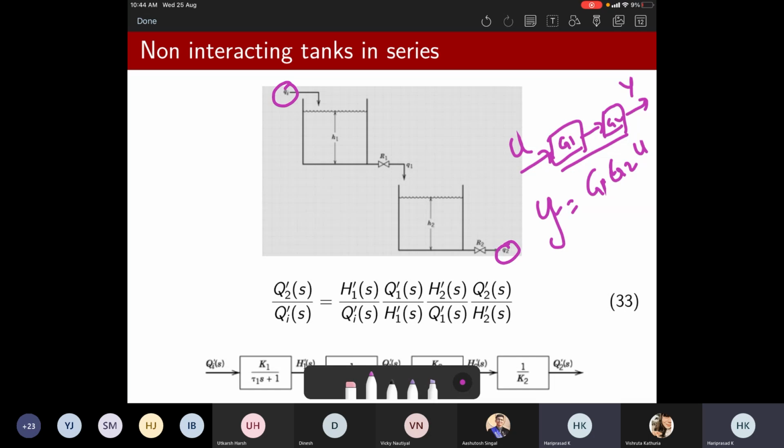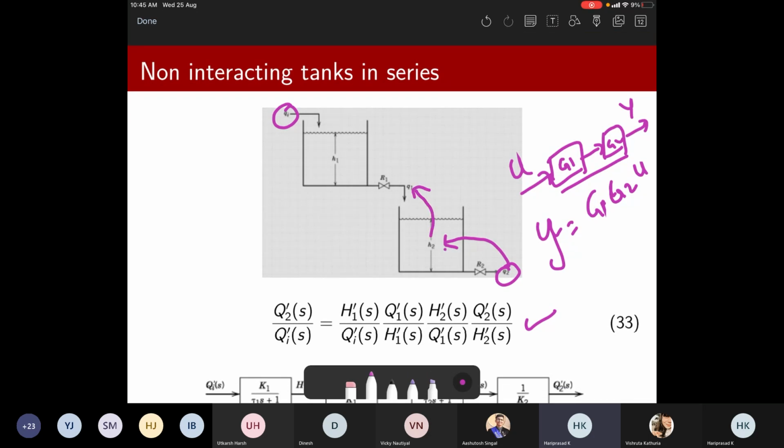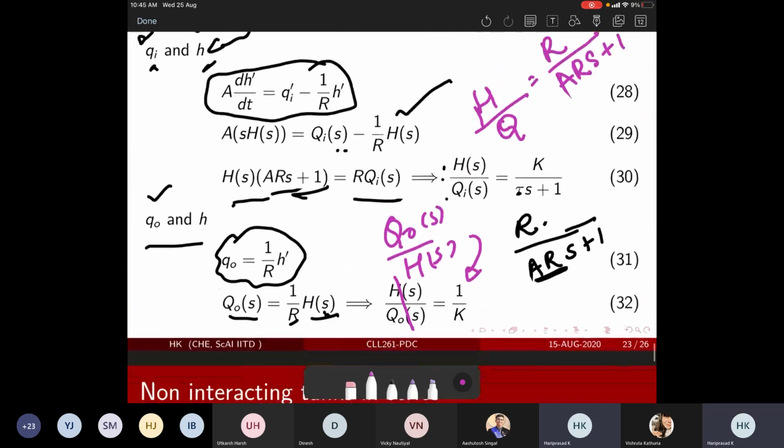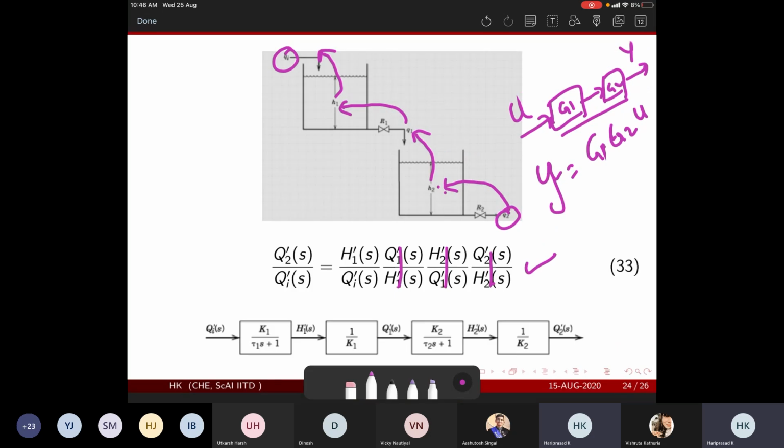First of all, I am finding a transfer function between Q2 and H2. Then I will find the transfer function between H2 and Q1, then between Q1 and H1. We have found the transfer function that relates inlet to height as K by tau s plus 1, and outlet and height as 1 by K. So let me just multiply them together: Q2 by H2, H2 by Q1, and Q1 by H1.